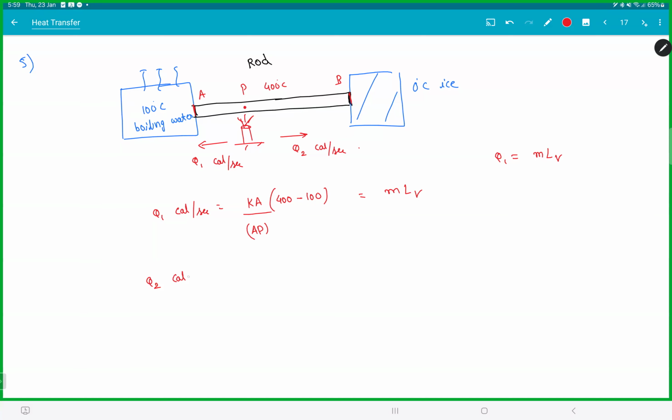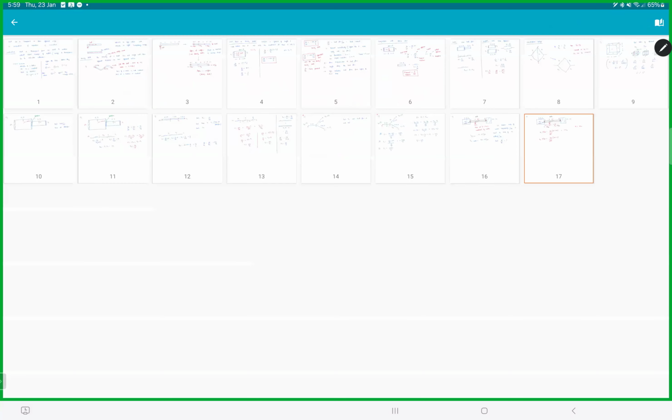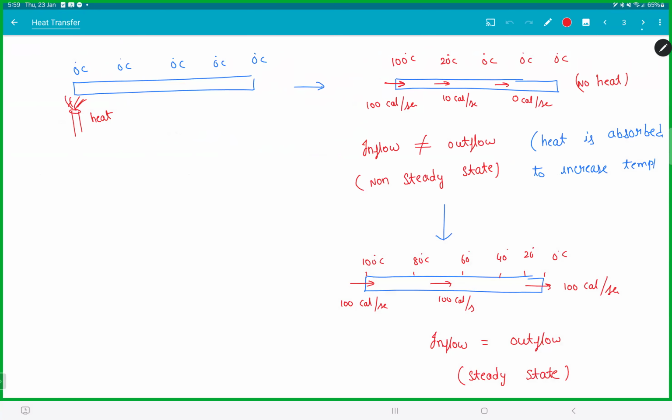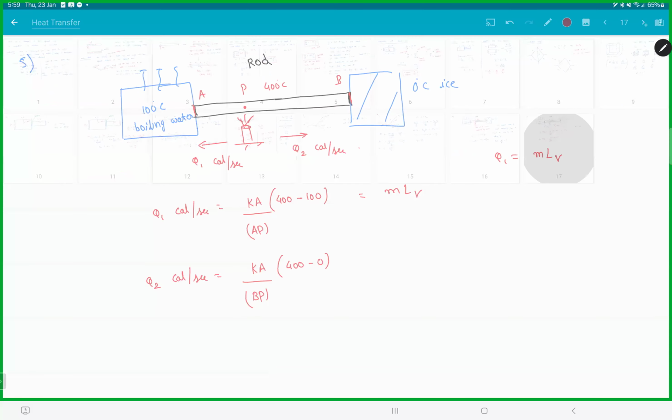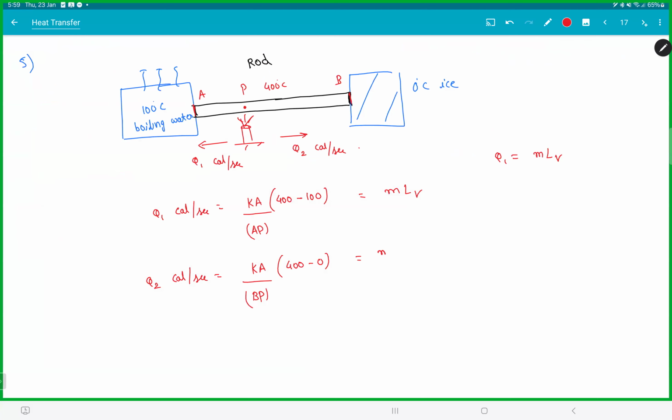Now for the ice, Q2 calorie per second, which is K A temperature difference, 400 minus 0 degrees. So the temperature difference is also not the same, by BP. You getting which formula I'm using? K A delta T by L. Conduction, there's only one formula. Whatever I taught you till now, we are just playing with this one formula, K A delta T by L. I didn't teach you anything else. This is equal to M into latent heat of fusion. Divide them.